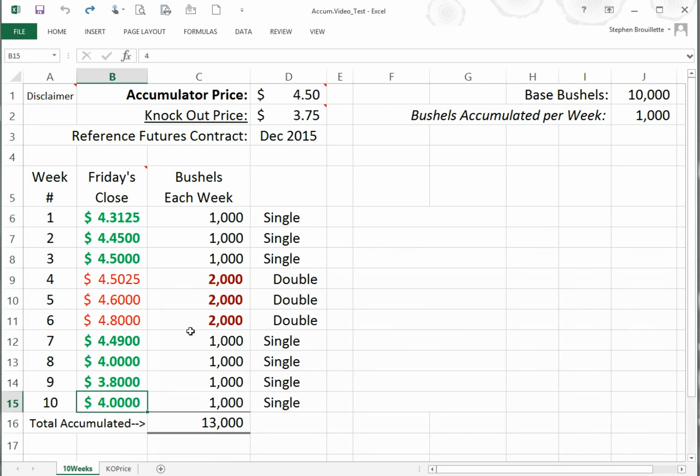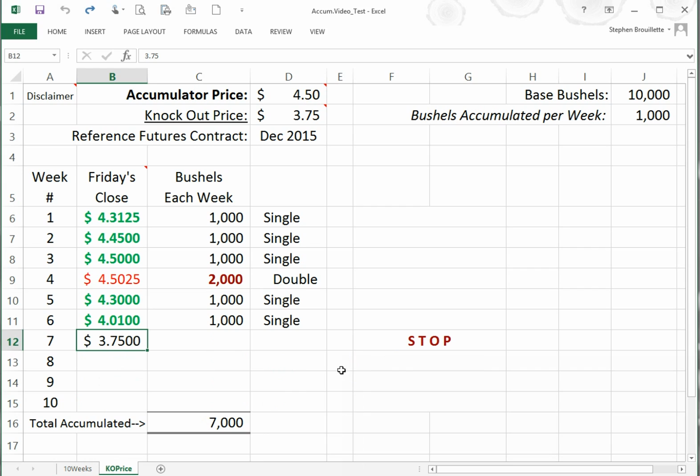And here's what we had in the regular accumulator contract. Again, you can just kind of go over this. And here's what it looks like again with the knockout. And that's it.